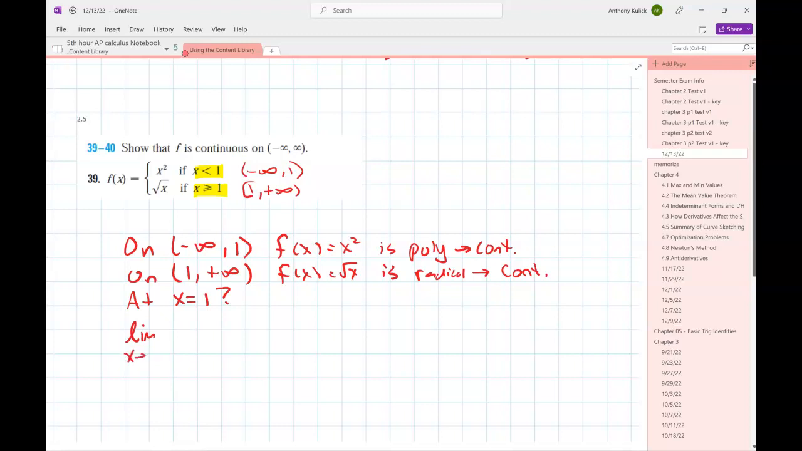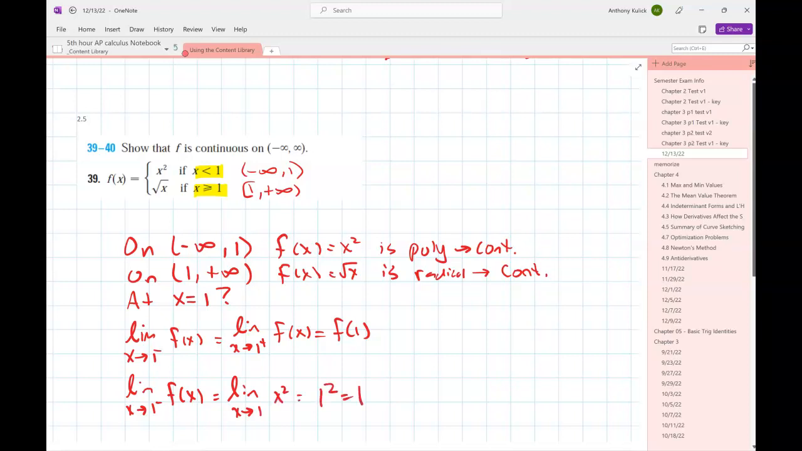I need to show the limit as x approaches 1 from the left of f of x is equal to the limit as x approaches 1 from the right of f of x, which is equal to f of 1. Okay? So the limit as x approaches 1 from the left of f of x is the limit as x approaches 1 of x squared, which again I can just do by direct substitution, which is 1.